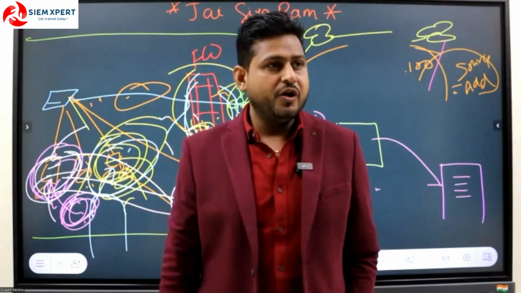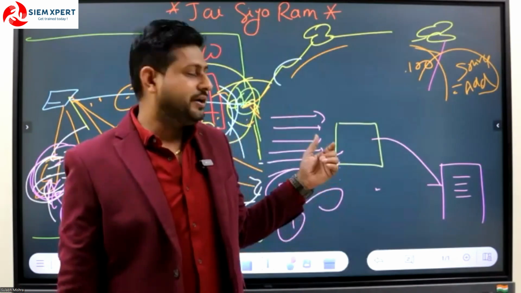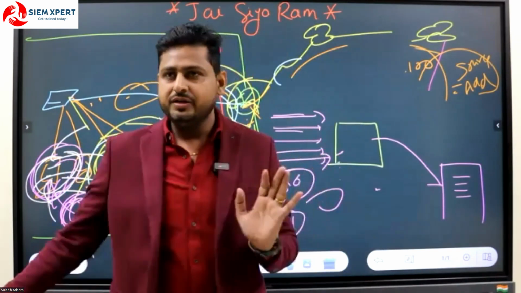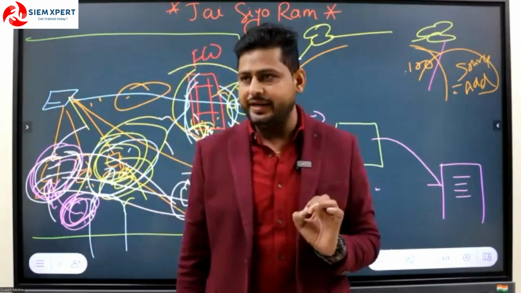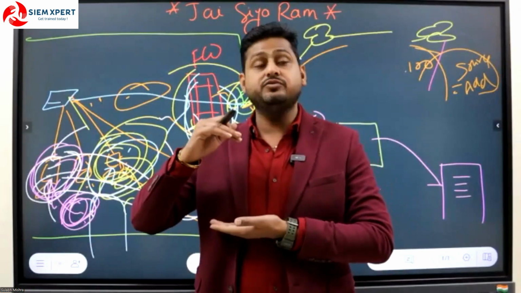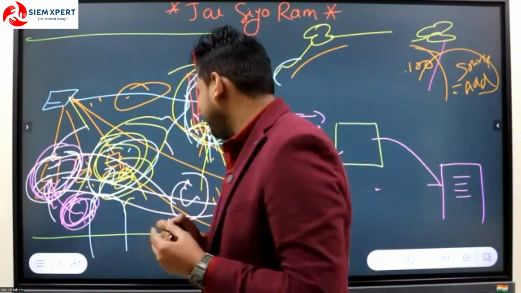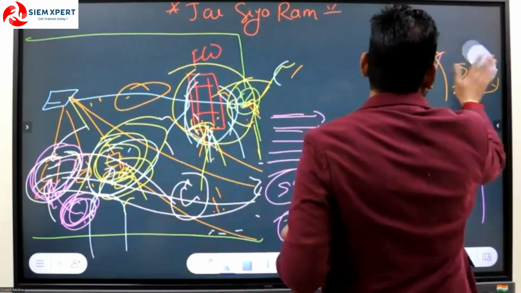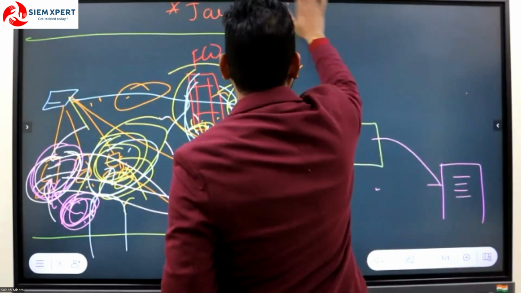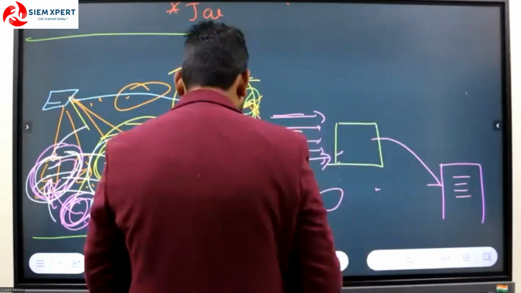So first of all, we have to define the condition, because so many different logs are coming. How will your SIEM identify, okay, this particular event is a login failure? So first of all, we define what? Condition. In the condition and format.